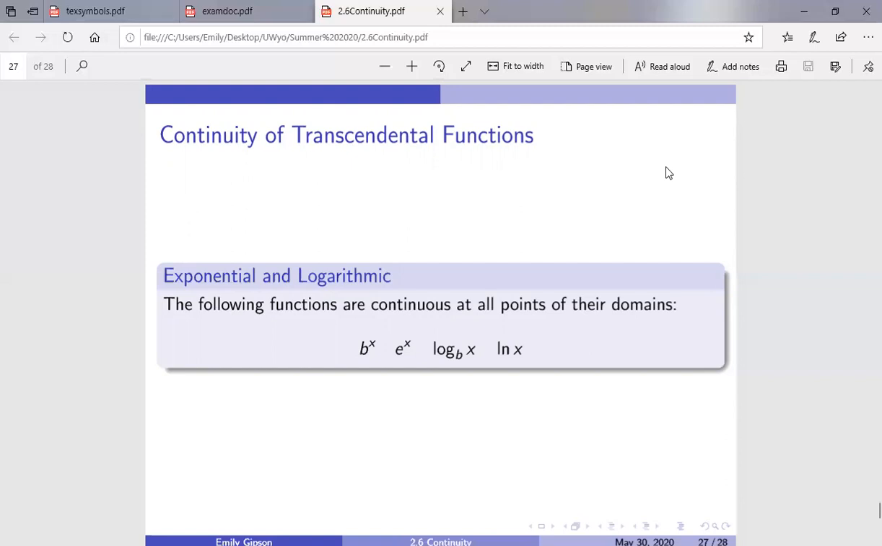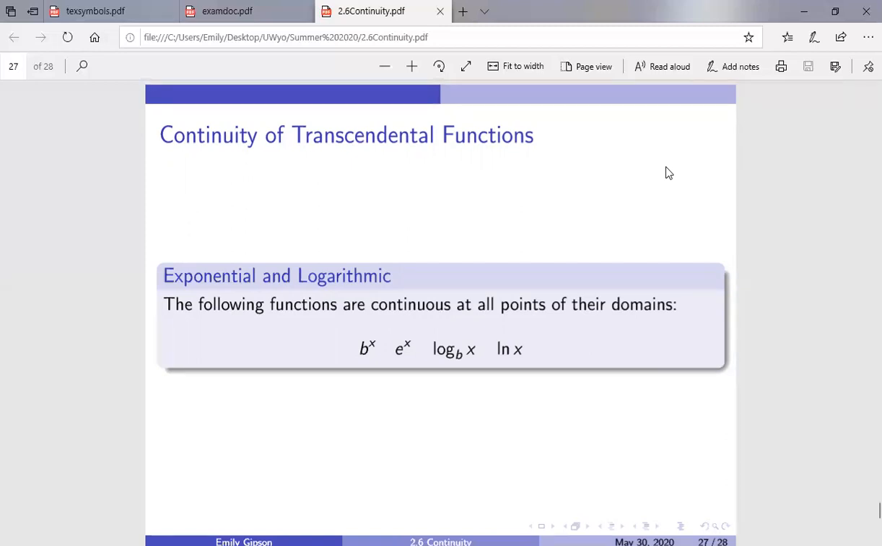And then we've got log base b, where b is just some number. Typically, if you don't see a base b, that means base 10. But log b of x is going to be continuous at all points in its domain. And then finally, the natural log of x is going to be continuous for all points in its domain.